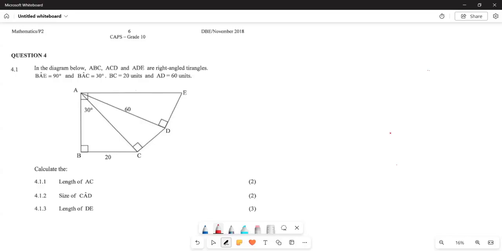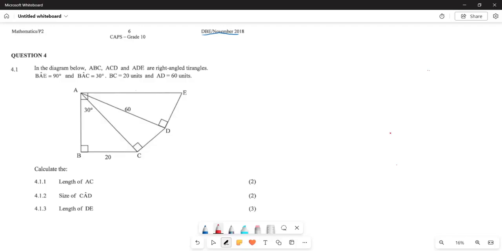Now we are back again with back to basics. Today we are going to be attempting a paper of November 2018, and we are still looking at our 2D shapes, right? Now let's look at this one.